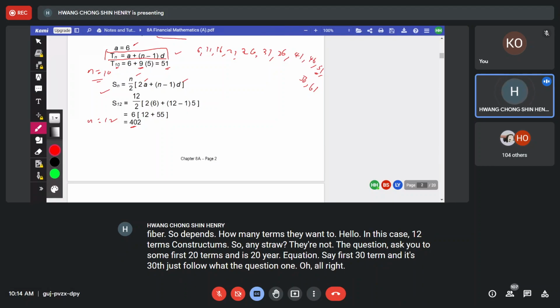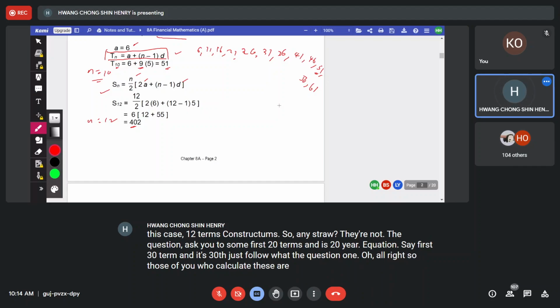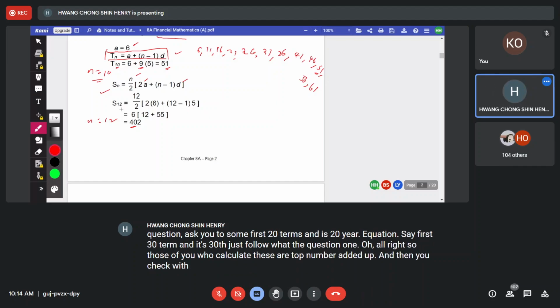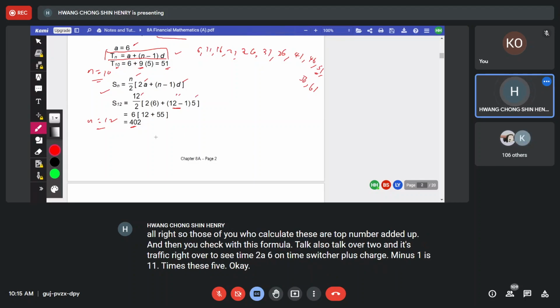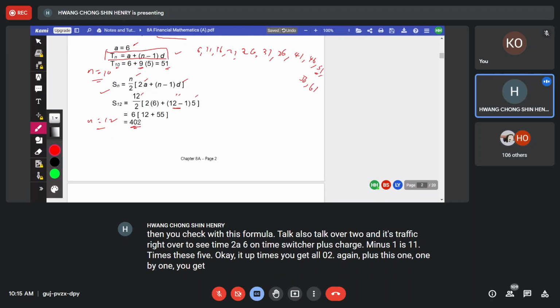Those of you who calculated these 12 numbers and added them up, check with this formula. N is 12, so 12 over 2, times 2A, 6 times 2, 12, plus 12 minus 1 is 11, times the D, which is 5. Use the calculator, you get 402. You can add this one by one, you get 402. It will be the same. Okay, let's try another one.